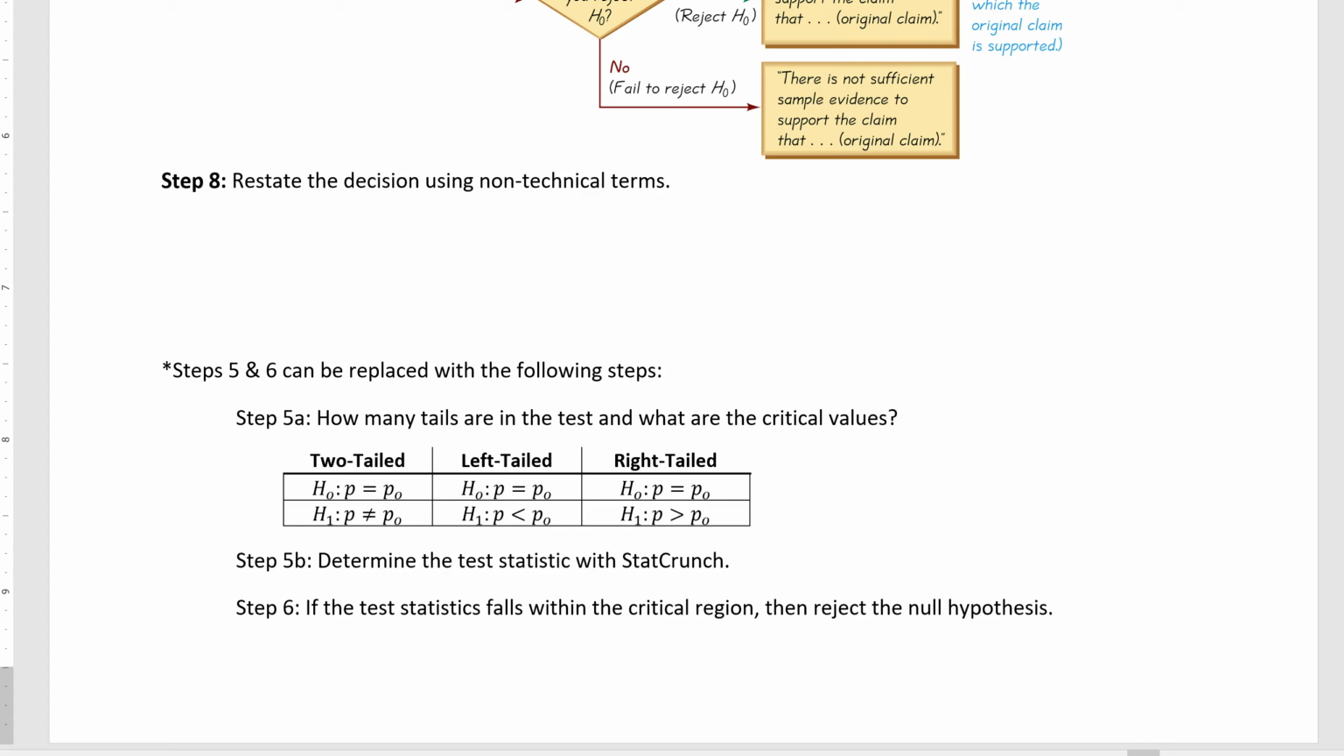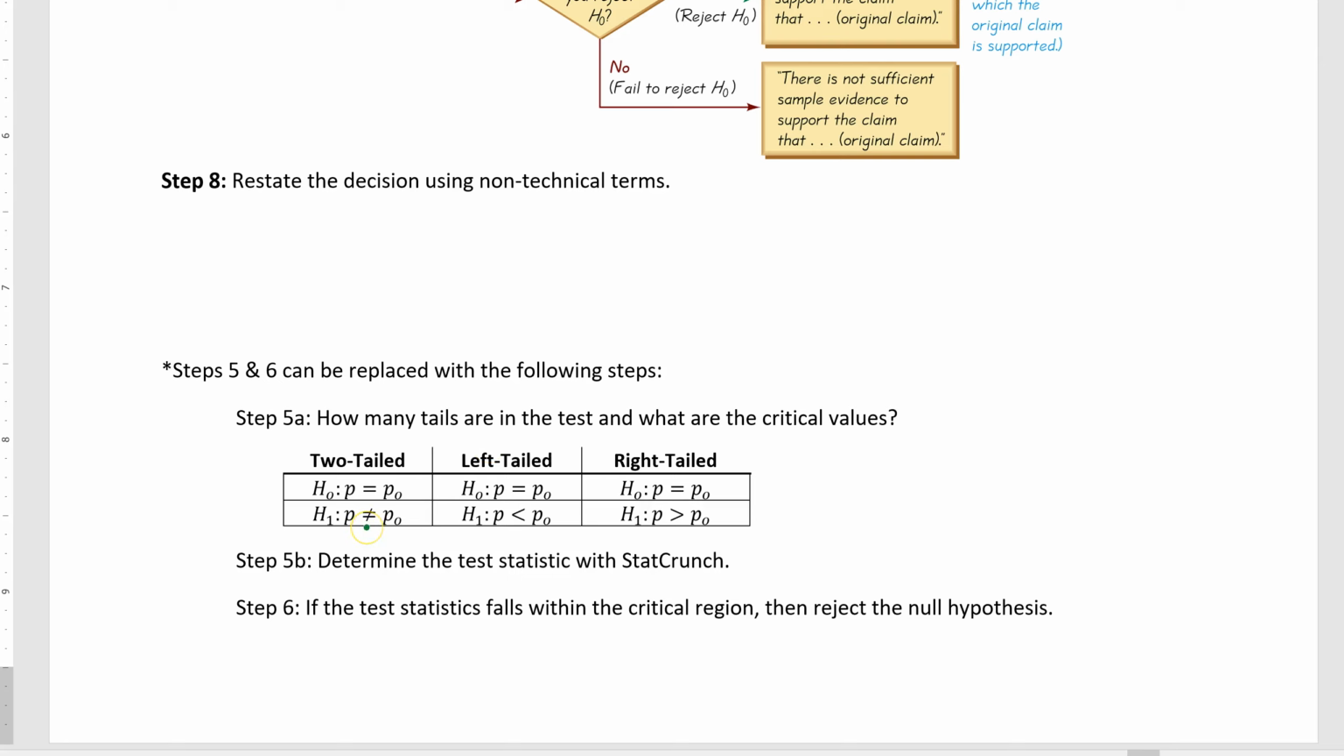Prior to technologies such as StatCrunch, people had to come to the conclusion of either rejecting the null hypothesis or failing to reject the null hypothesis through a different process, and that was through test statistics and critical regions. So steps 5 and 6 that I provided up above can be replaced with these steps down below. Step 5 can be broken down into 2 steps, where you would first ask yourself, how many tails are in the test, and what are the critical values? You know how many tails are in the test based on the alternative hypothesis.